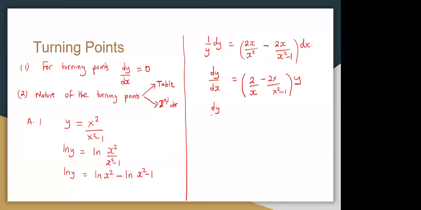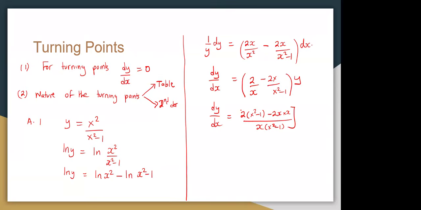So when I continue, I'll have my dy/dx equal to, I can first simplify what I have in the brackets, and members will agree that it is 2(x^2 - 1) - 2x times x over x(x^2 - 1).